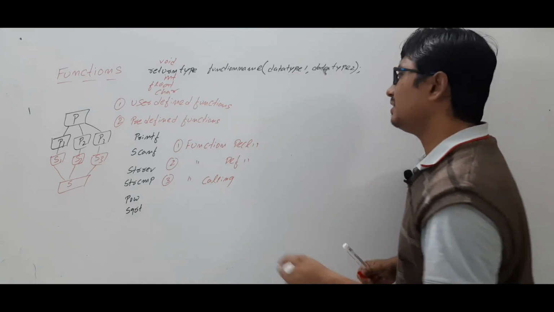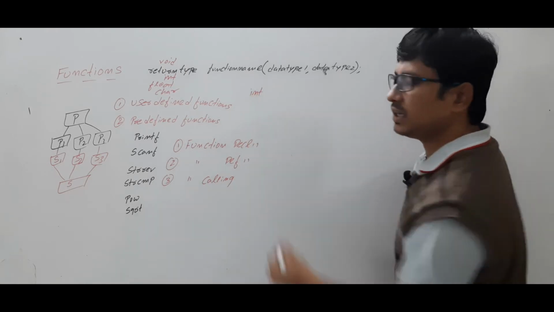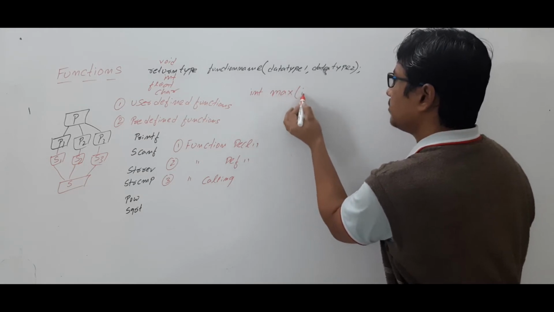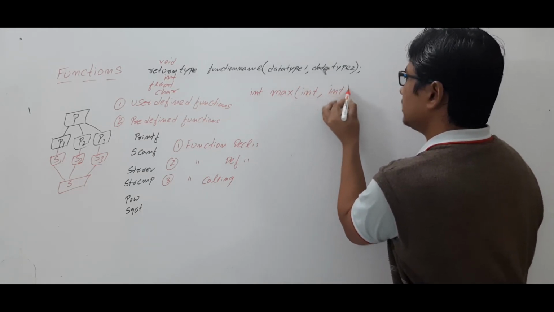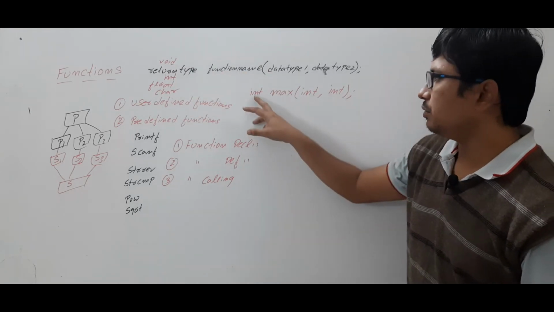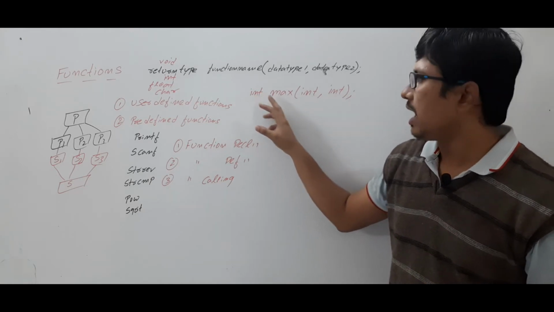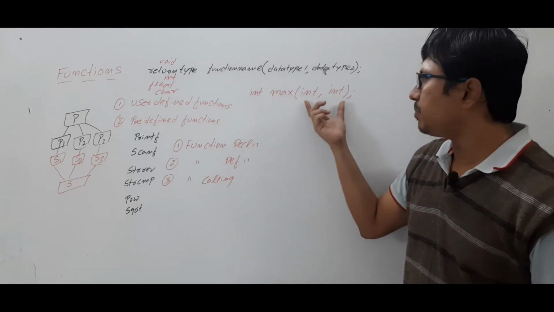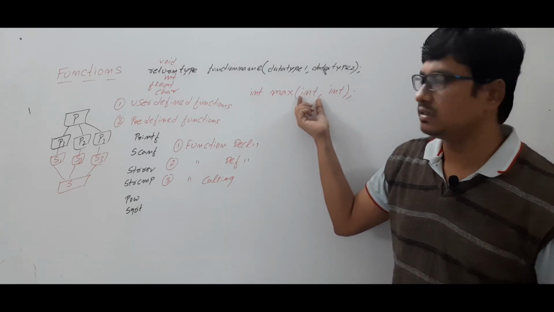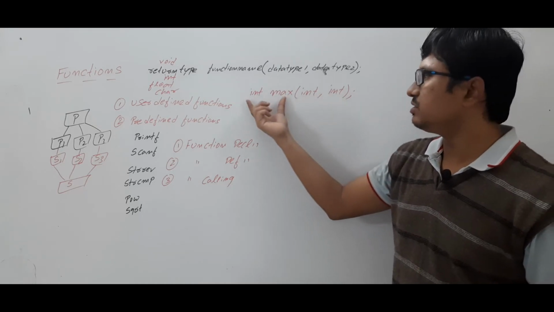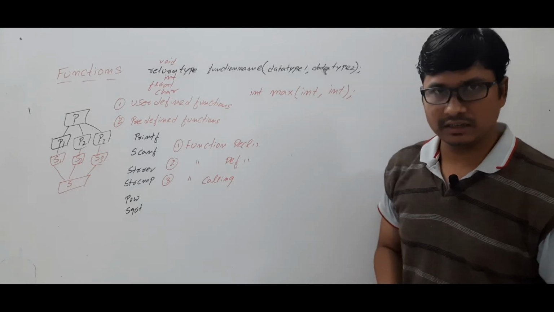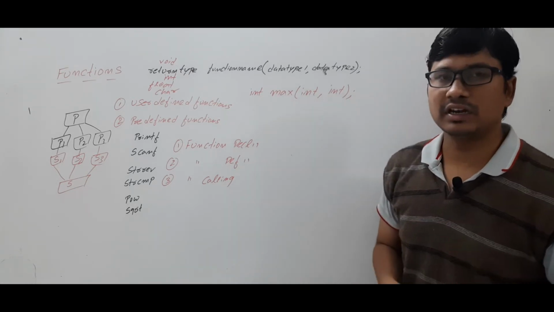Suppose I will discuss with one example. Let's take that the return type I am specifying is int, and max, and I am specifying int comma int. This is the example for function declaration. Now the return type here is int and the name of the function is max. How many parameters are there? 2 parameters are there. What is the data type of the first parameter? Int, and the second one is int. So this function is taking 2 arguments and their data types are int and int. Is it clear? So that is what the declaration will consist of.